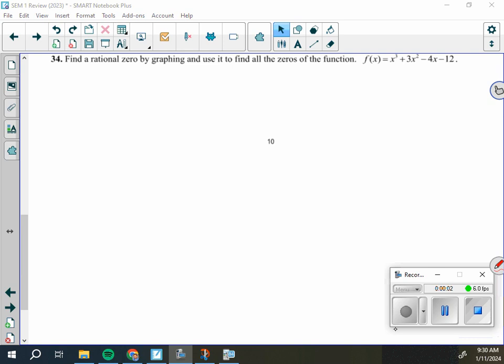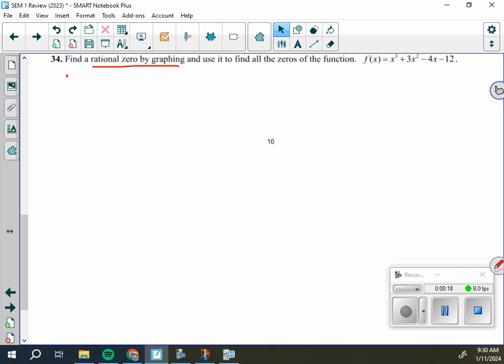This is question number 34. Find a rational zero by graphing and use it to find all the other roots of this particular third degree polynomial. Okay, so we're going to do some little graphing to find our real root.